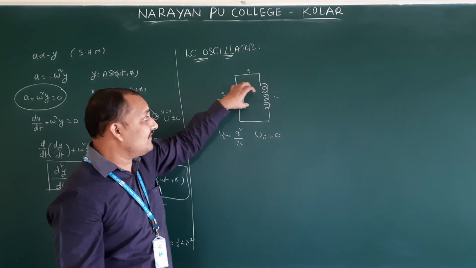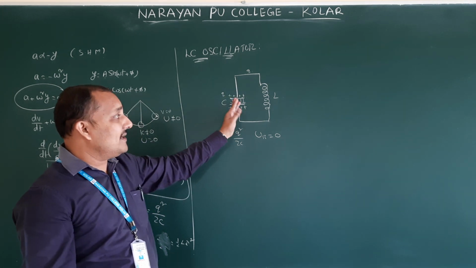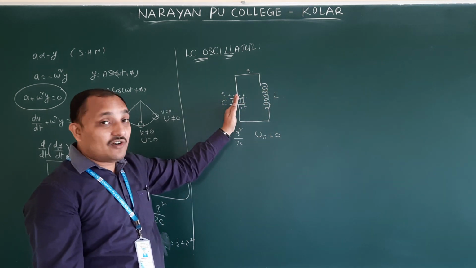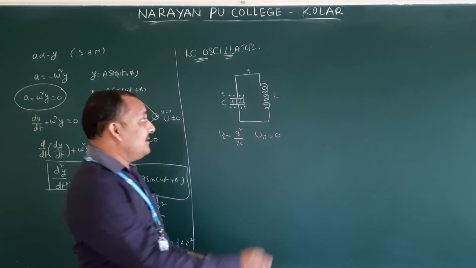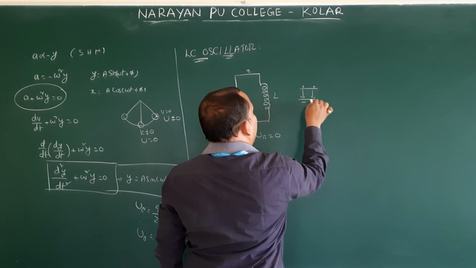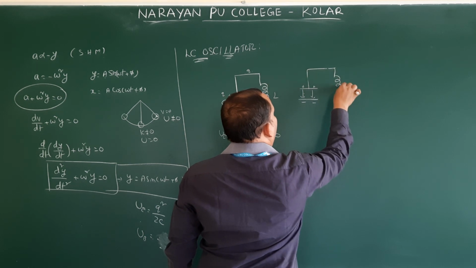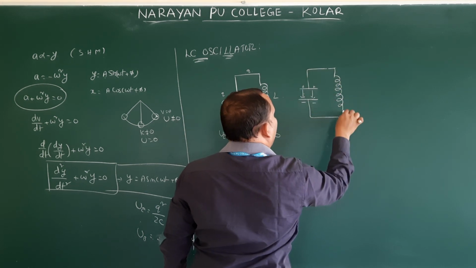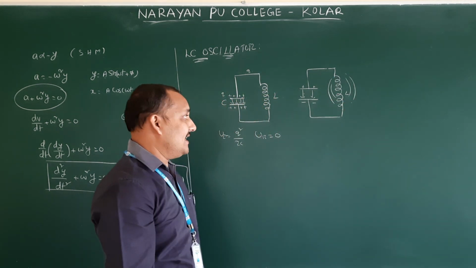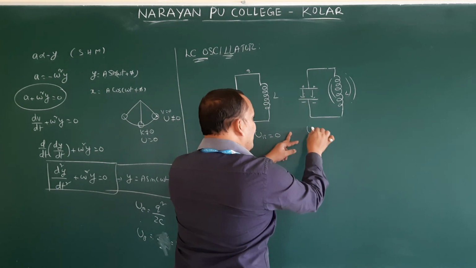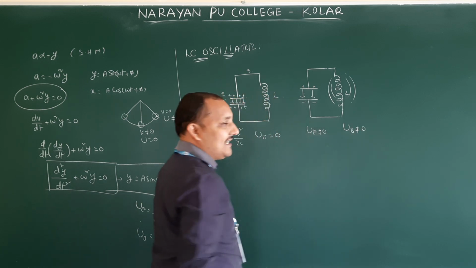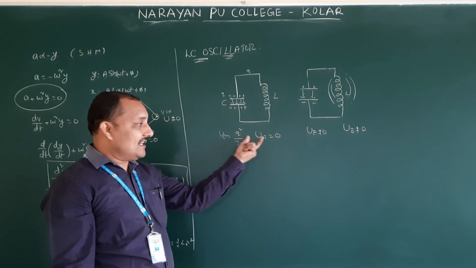When we connect the capacitor, some amount of charge is going to flow through this inductor. Then some amount of electrical energy is going to decrease. At that time, magnetic energy will be there around this. In this, some amount of electrical energy will be there, some amount of magnetic energy will be there. But here there is no magnetic energy, only electrical energy.